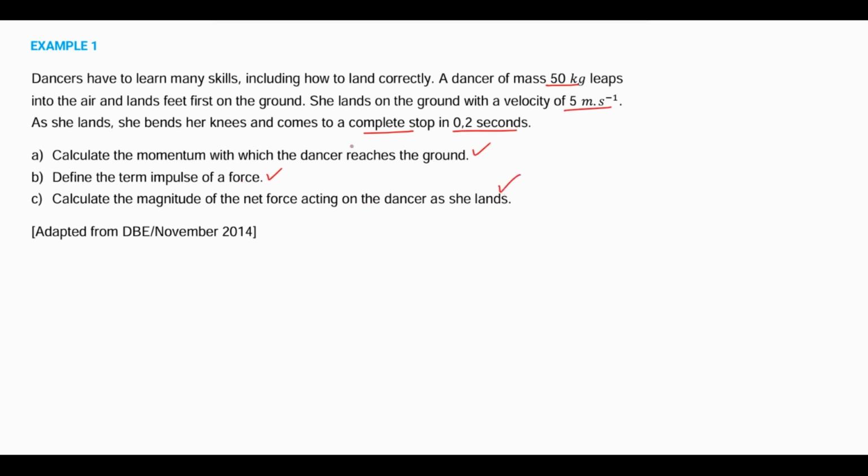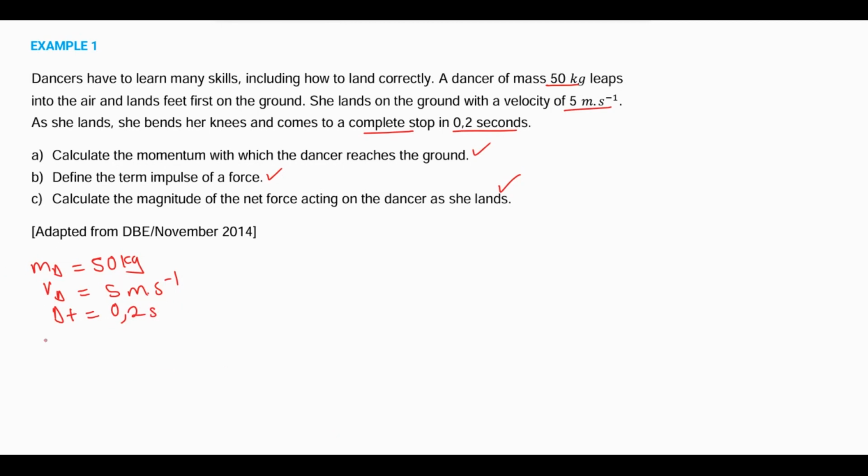Right. So now we need our information. We have the mass of the dancer, which is 50 kgs. We have the velocity of the dancer, which is 5 meters per second. And then we have the time when the net force is exerted, 0.2 seconds. So this is the information that we have.